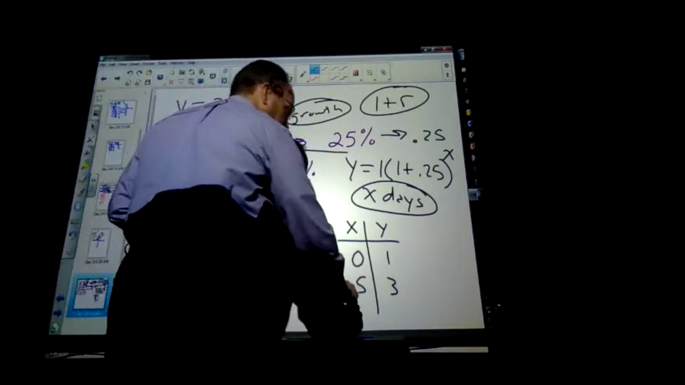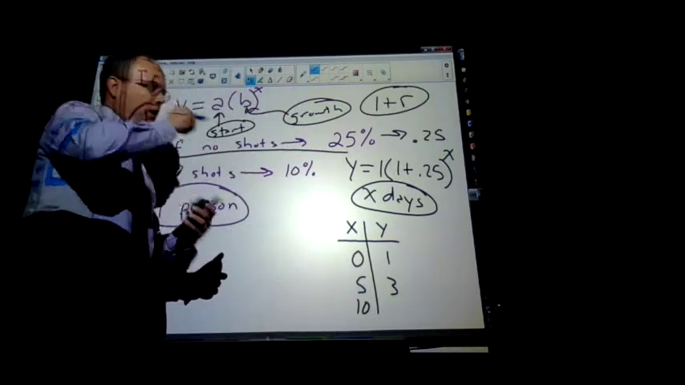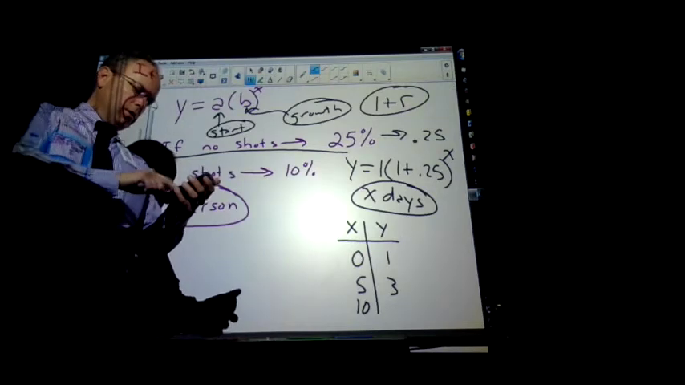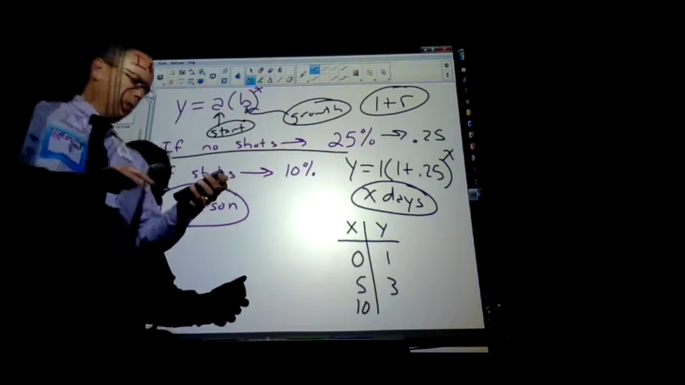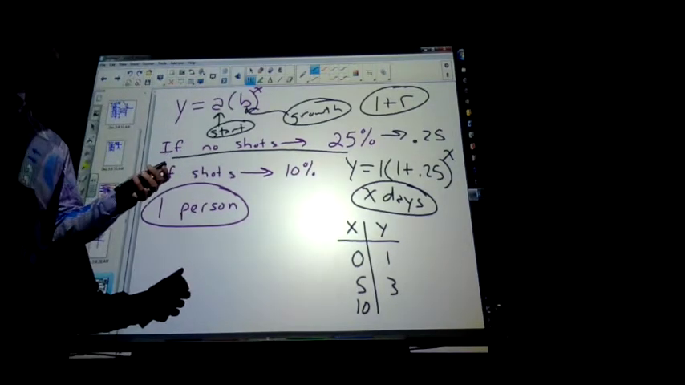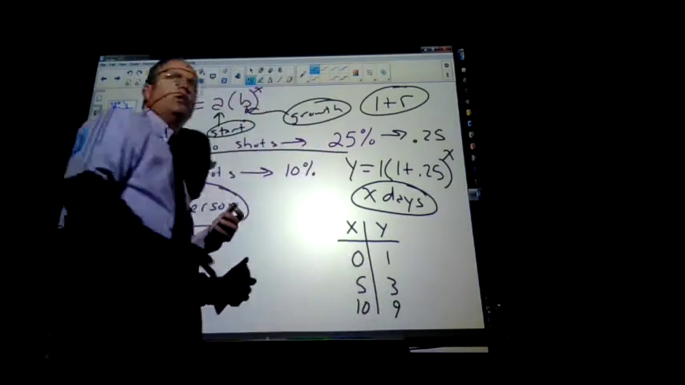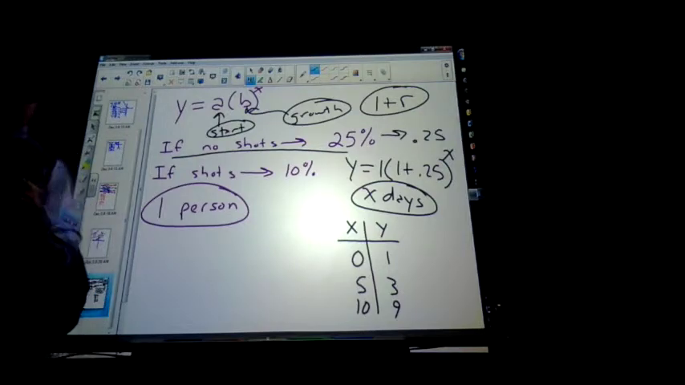Let's go to 10 days, though. I'm going to plug 10 in for x. So I'm going to go 1.25 raised to the 10th power. And whatever that answer comes out to, I'm going to multiply times 1. So it looks like after 10 days, we have 9 people with the disease, roughly. And I'm rounding these decimals down.